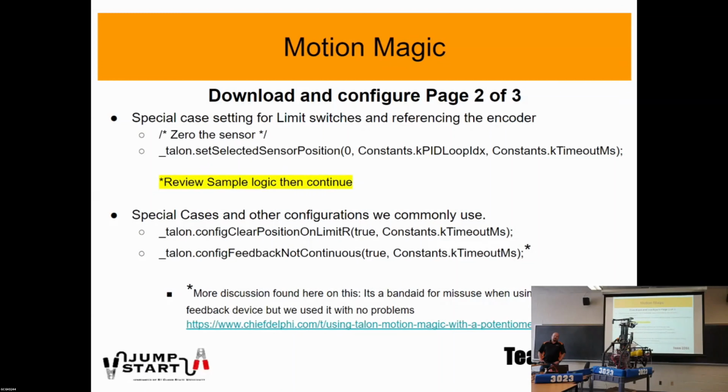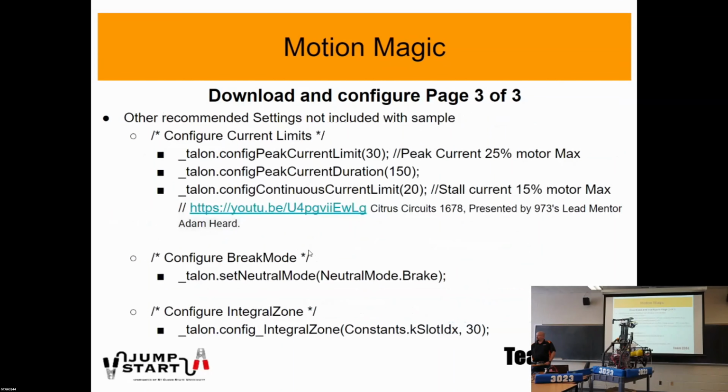If your elevator starts in the mid position, if your robot does a reboot in the middle of the match, that is now your new zero. You're going to find a way to zero it out. So you can use over travel sensors to re-zero your feedback. And so feedback not continuous. For our case, we're using an analog potentiometer, so we'll set that true.